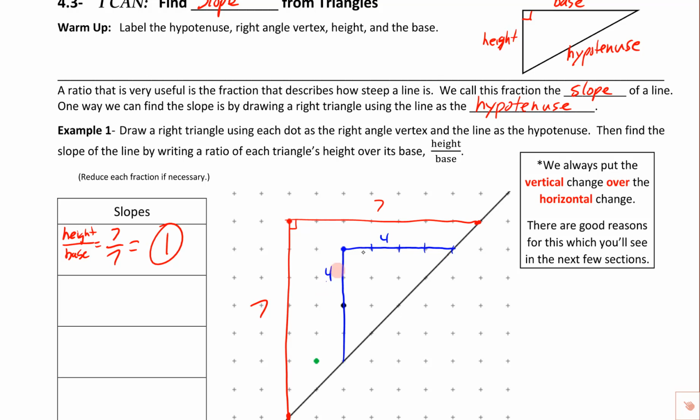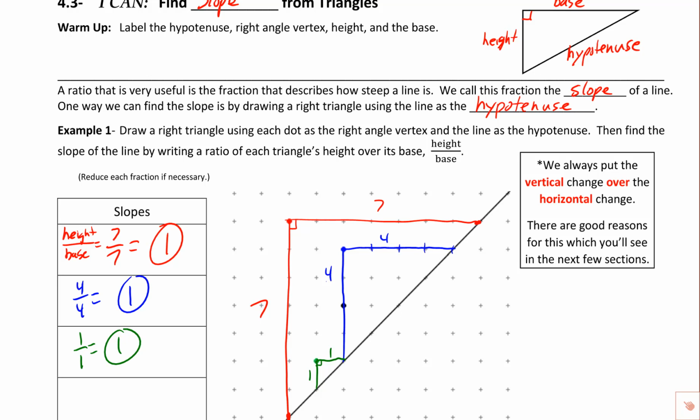So we've got the height right here. We've got the base right there. So we've got 4 on the top and 4 on the bottom. So we end up with a 1. So according to that one, the slope of that line is 1. Okay, let's do this green one. So we're going to go straight up and straight over. So there's our right angle right here. So we're going to go up 1 and over 1. So this is up 1 unit. There's 1 space right there and 1 space right there. So this is going to be 1 over 1. So we end up with a 1.